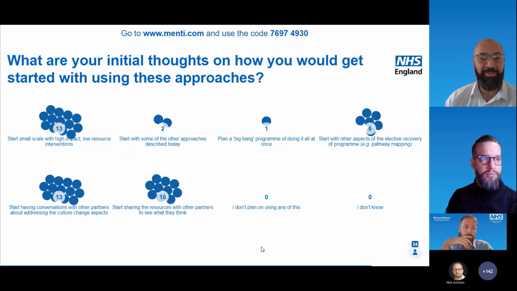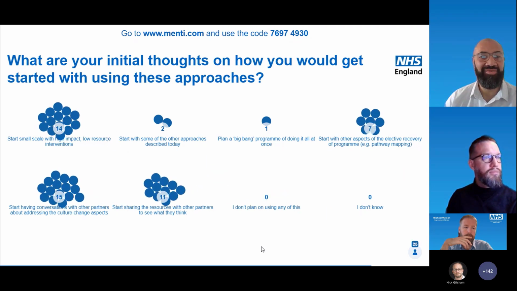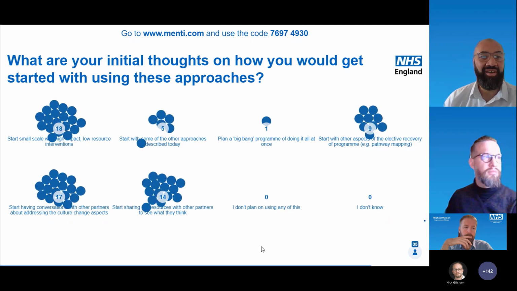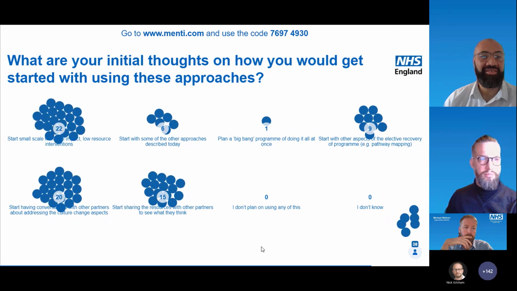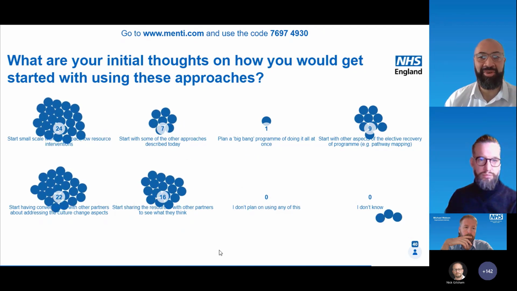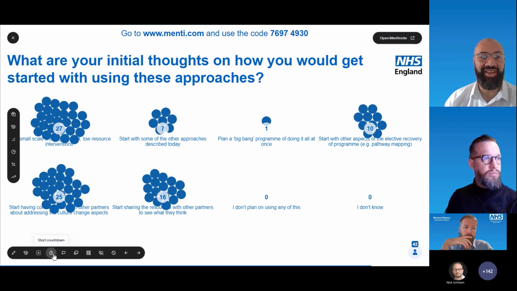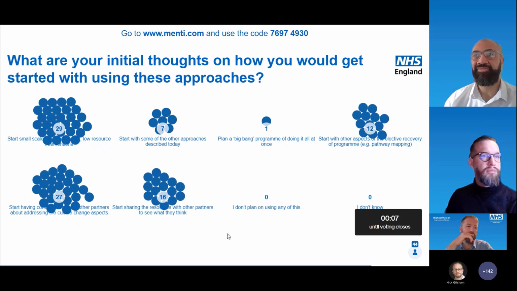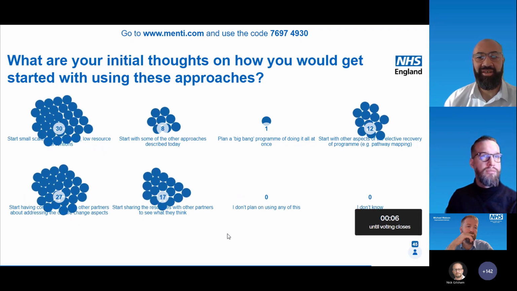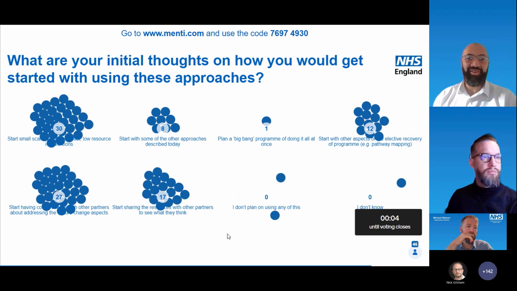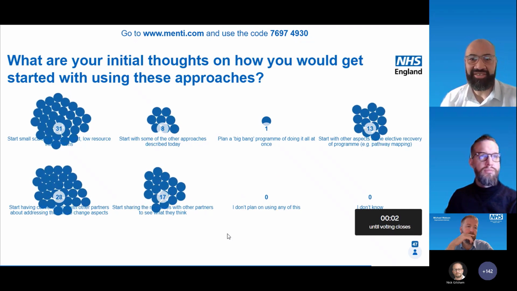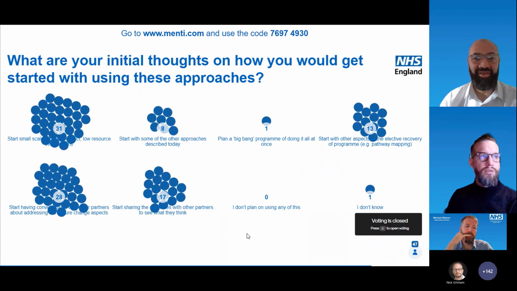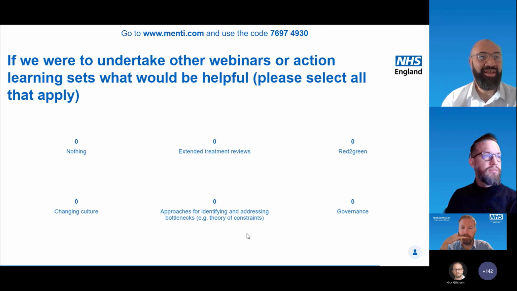Start sharing the resources with other partners to see what they think. That's another one that's cool. And we can see start with small scale, high impact, which we spoke about as something we can support with. If people are thinking around these areas, then definitely get in contact with us and we can see how we could support. There's 6 seconds left of that. We've also got quite a few for start with other aspects of elective recovery of the programme pathway mapping. So contacting us will definitely help there.